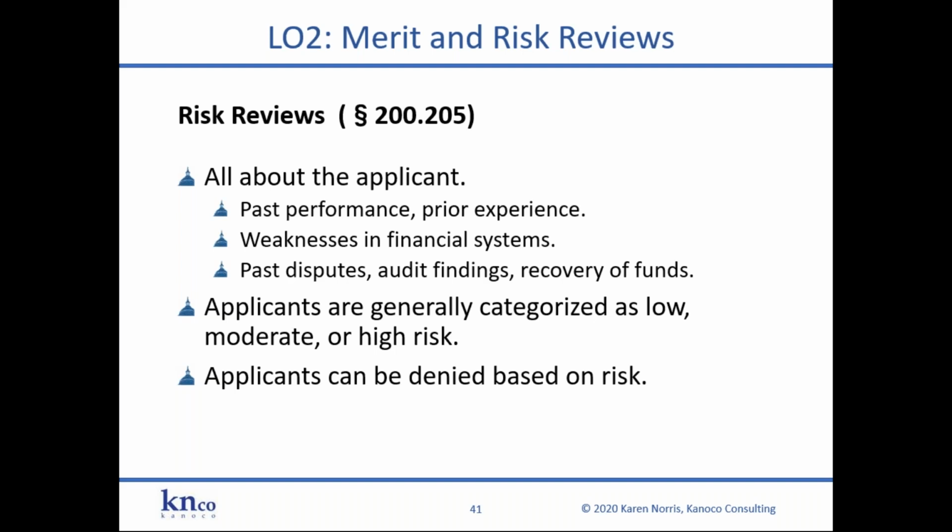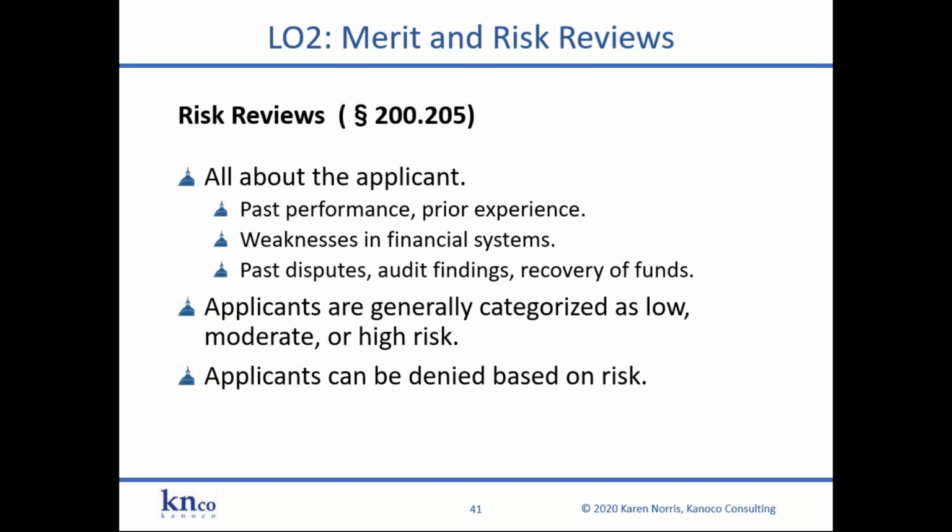On the other hand, once the proposal review is done, the granting agency is going to turn to a risk review, which is all about the applicant. The risk review is not about the proposal, it's about the applicant. So what's the applicant organization's past performance? Do they have prior experience implementing federal grants? And if they have gotten awards in the past, how did they do? Did they do a good job, or are they high risk? Did they have a lot of audit findings that they never corrected? So past performance is a biggie.